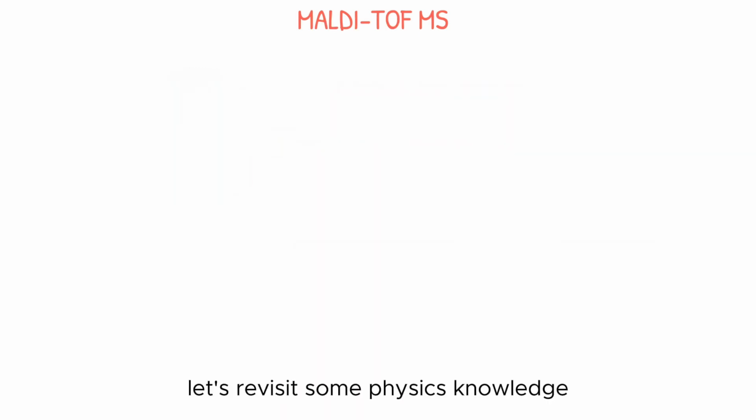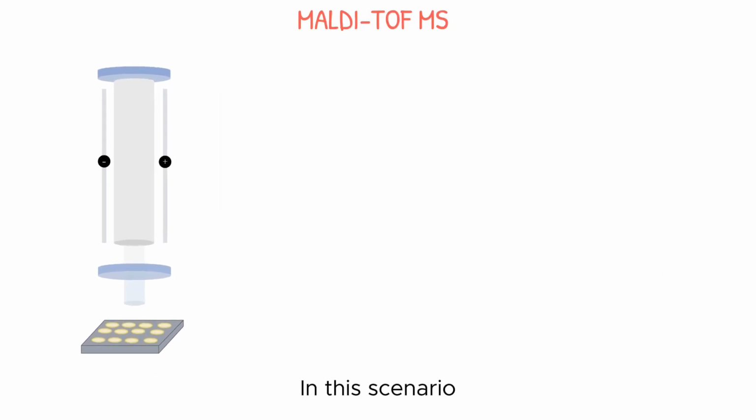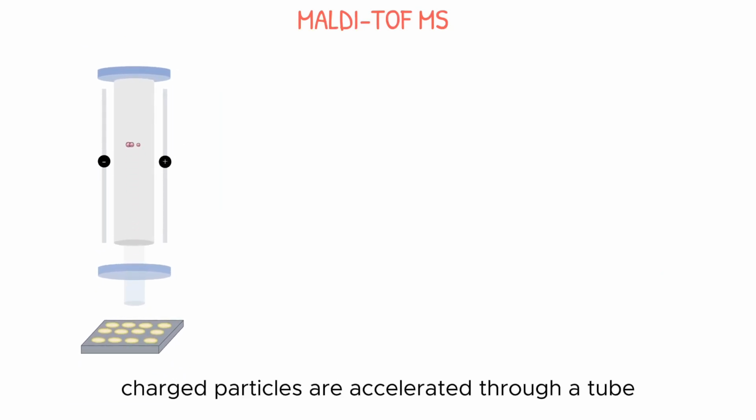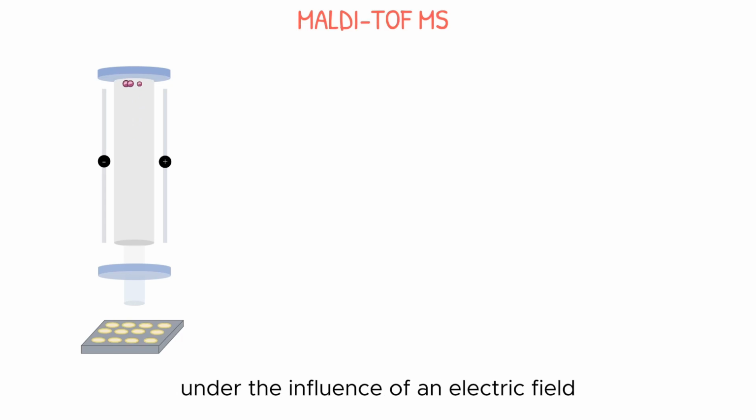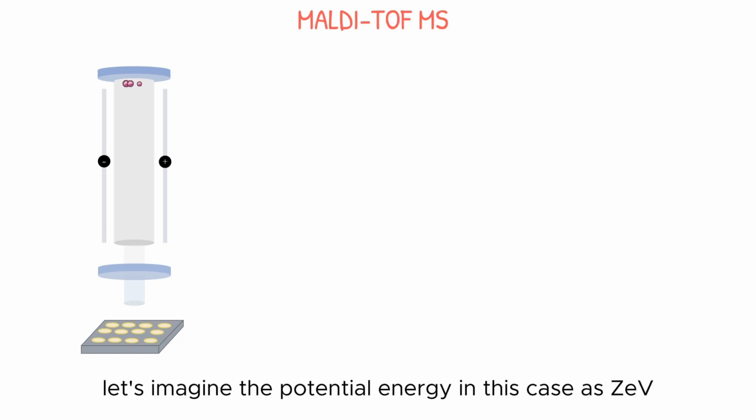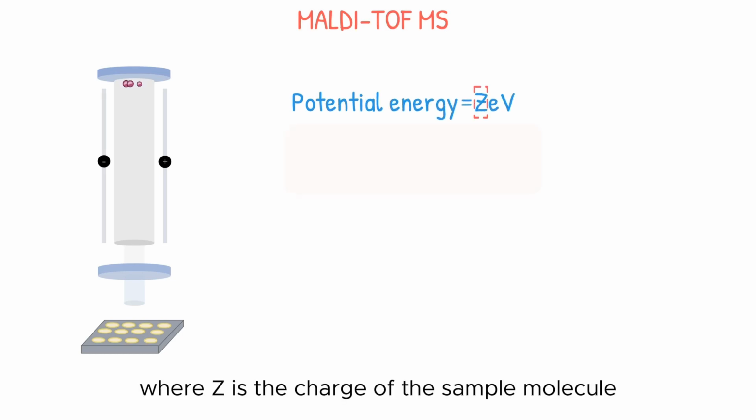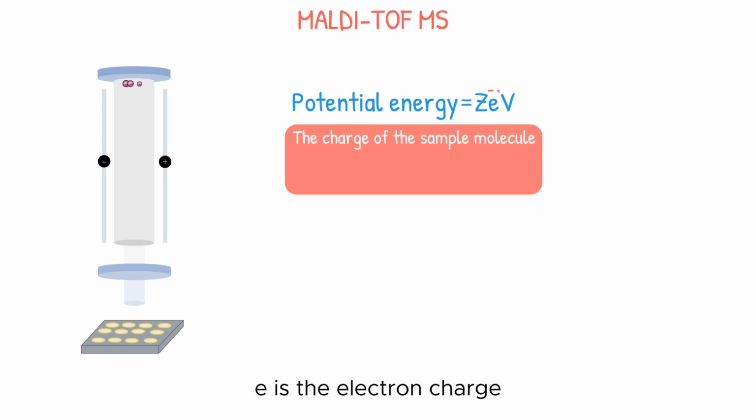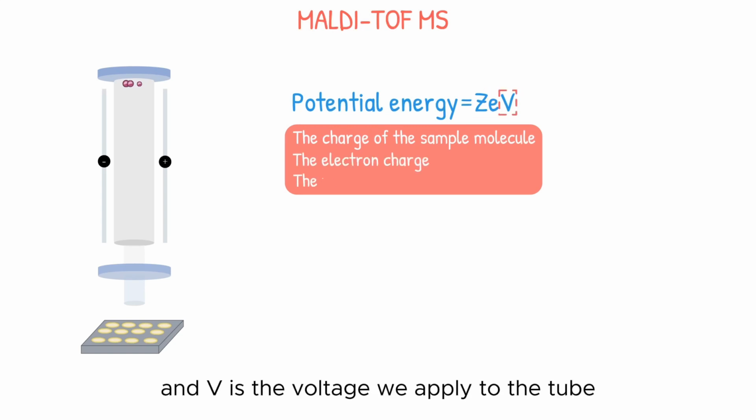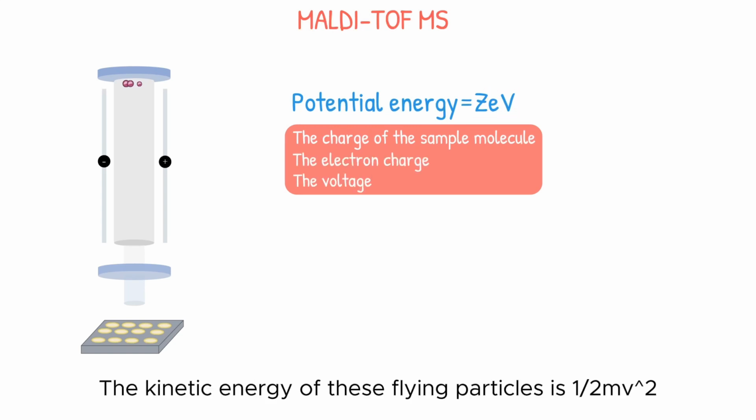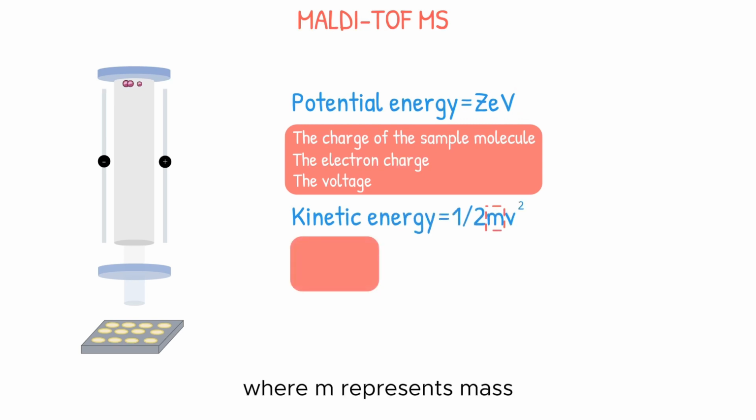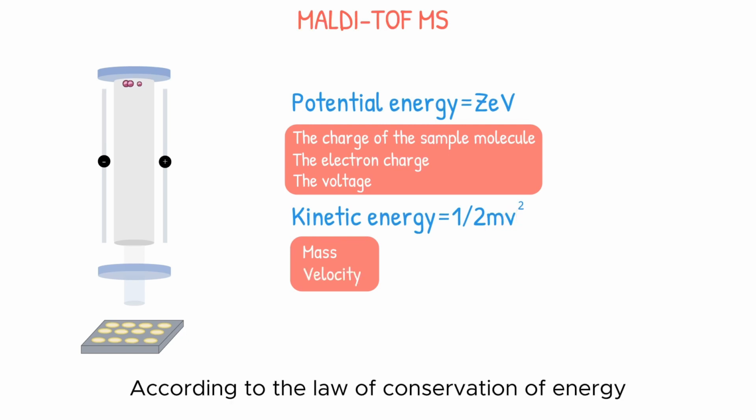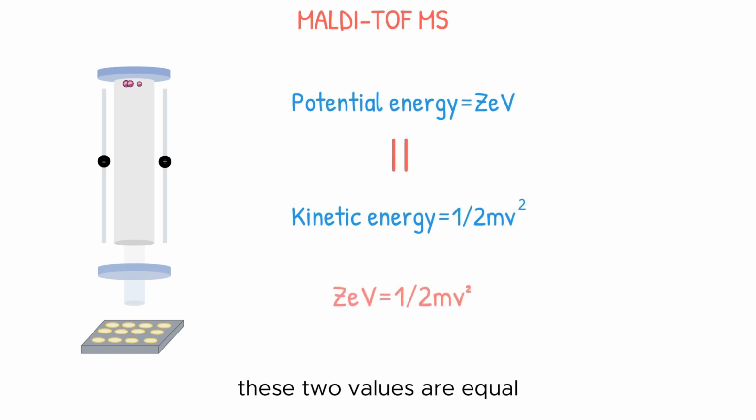Speaking of which, let's revisit some physics knowledge. In this scenario, charged particles are accelerated through a tube under the influence of an electric field. Therefore, let's imagine the potential energy in this case as zeV, where z is the charge of the sample molecule, e is the electron charge, and V is the voltage we apply to the tube. The kinetic energy of these flying particles is 1/2 mv squared, where m represents mass and v represents velocity. According to the law of conservation of energy, these two values are equal.